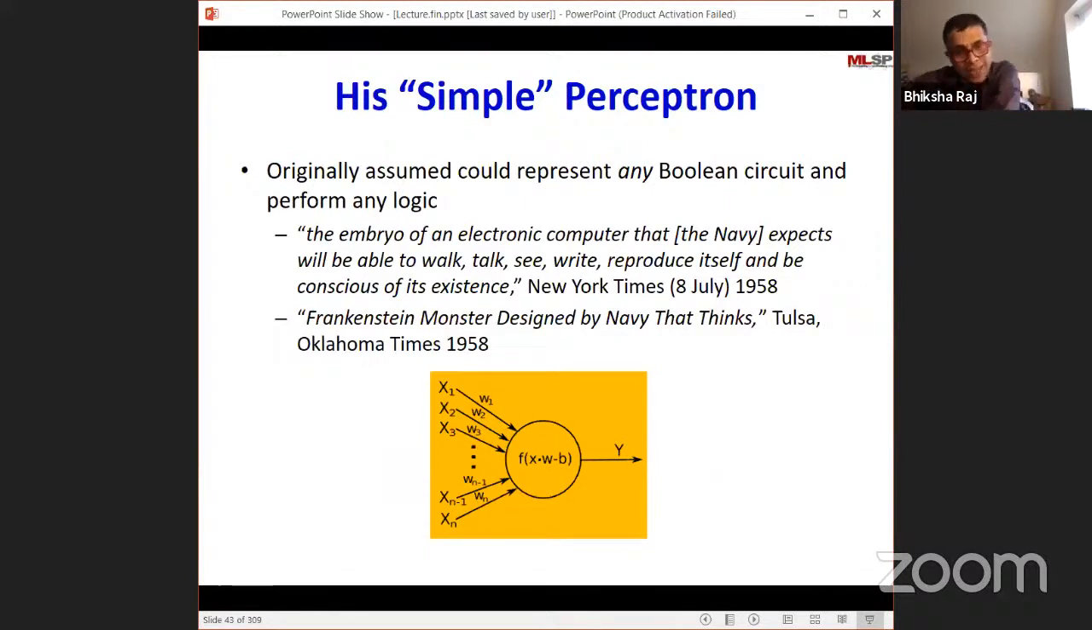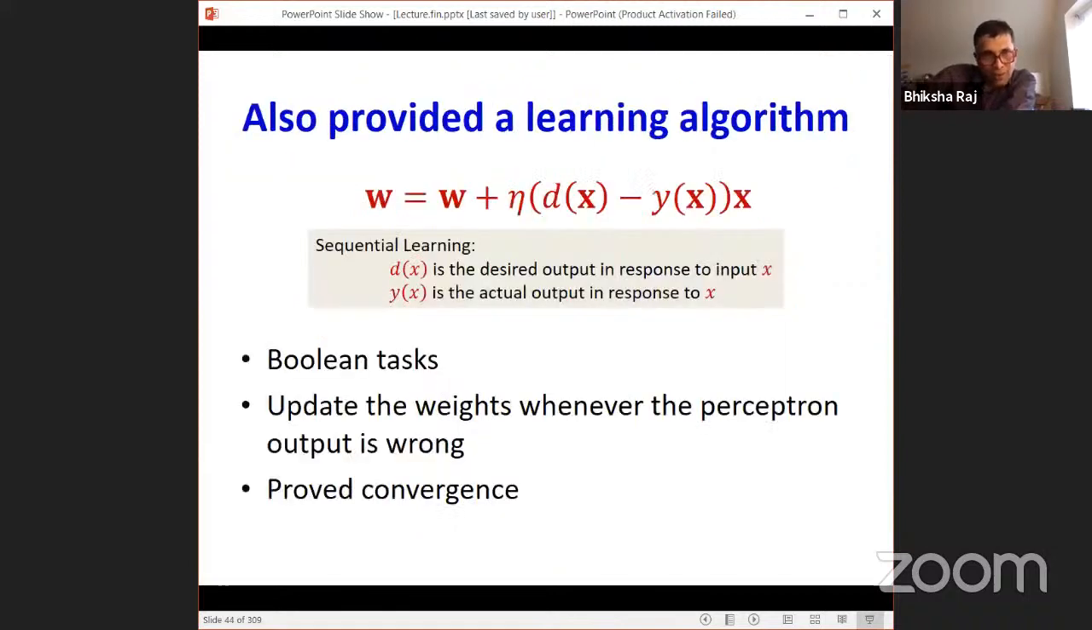And he was so excited by his own discovery that he sort of overstated what it could do. So he assumed that this could represent any Boolean circuit and perform any logic. He sold it hard. The newspapers bought it. Here's something from the New York Times of 1958. The embryo of an electronic computer that the Navy expects will be able to walk, talk, see, write, reproduce itself, and be conscious of its existence. The Oklahoma Times said: Frankenstein monster designed by Navy that thinks. This was funded by the U.S. Navy.